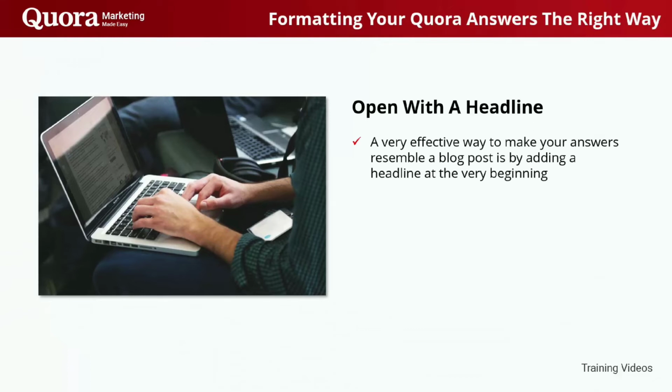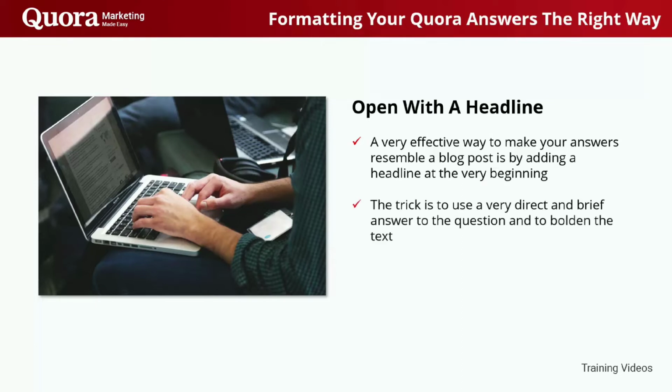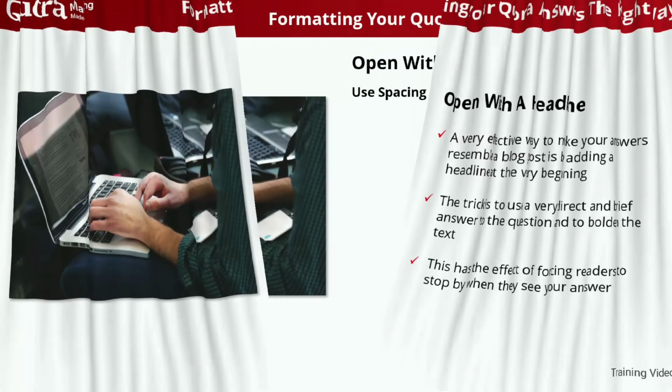Open with a headline. A very effective way to make your answers resemble a blog post is by adding a headline at the very beginning. The trick is to use a very direct and brief answer to the question and to bolden the text. Then you'll simply have to follow up with a longer answer. This has the effect of forcing readers to stop by when they see your answer. This also helps your answer stand out when you're not the first to reply, because of the same effect.